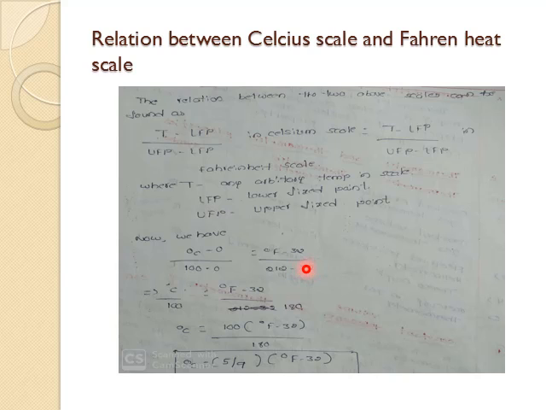When you equate these two equations, the only unknowns are degree Celsius and degree Fahrenheit. You will get degree Celsius equal to 5 by 9 into (Fahrenheit minus 32). This relation will help us to convert degree Celsius into Fahrenheit and Fahrenheit into degree Celsius.